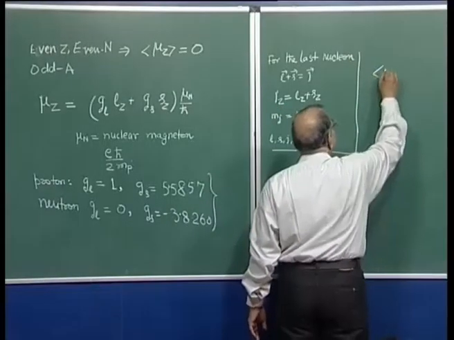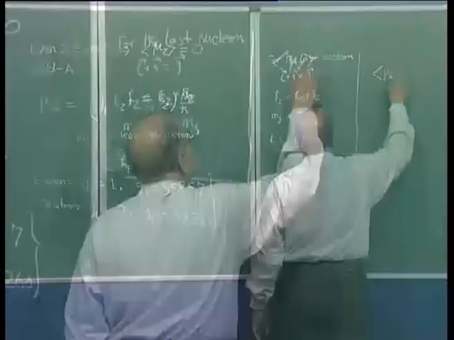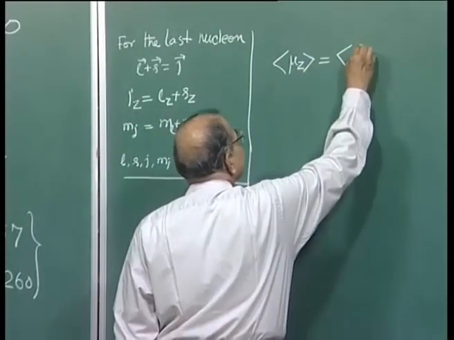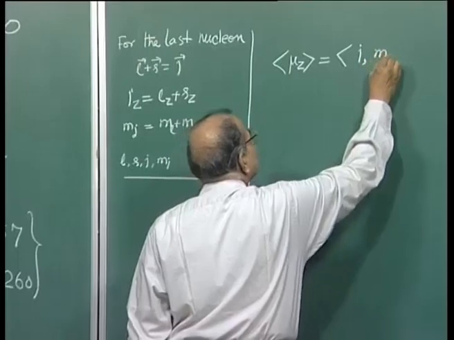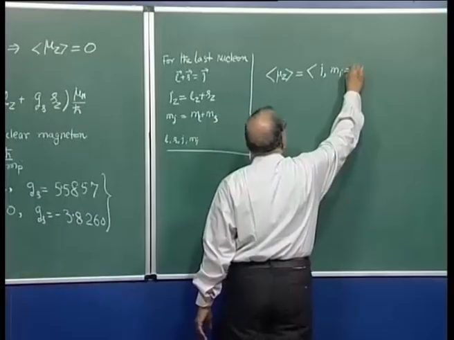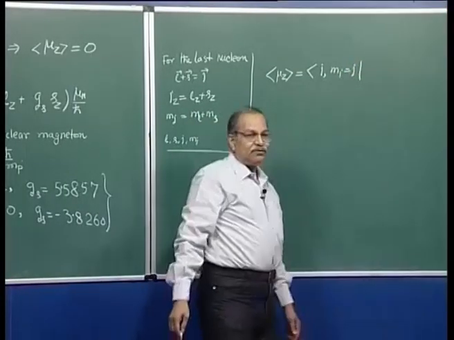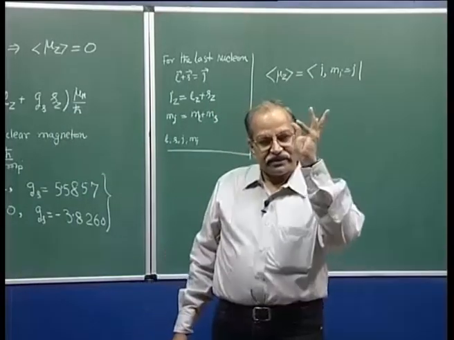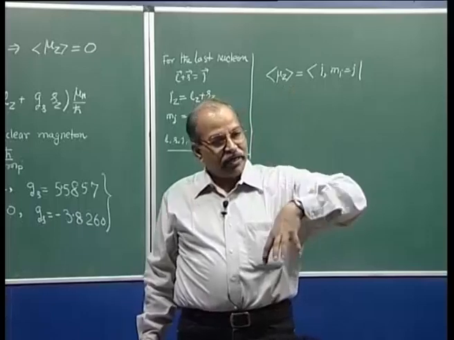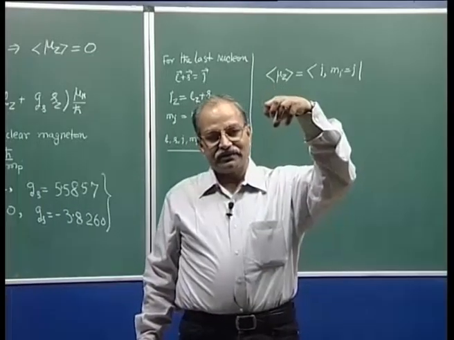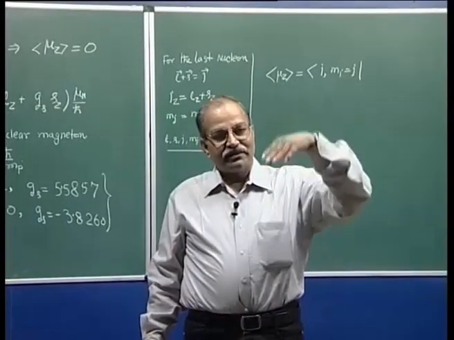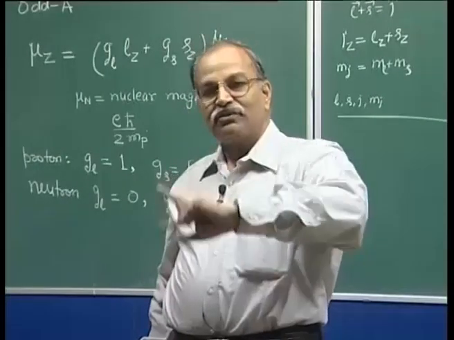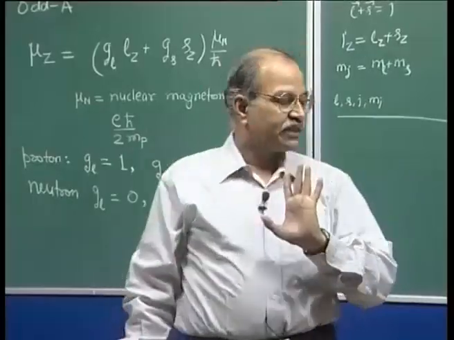mu z, the expectation value of mu z, or the average value of mu z. In what state? In the state J and Mj equal to J, the highest value of Mj, because we are trying to measure that z component of mu z by aligning all these things in that z direction, and therefore, the angular momentum or z component is also at its maximum value.